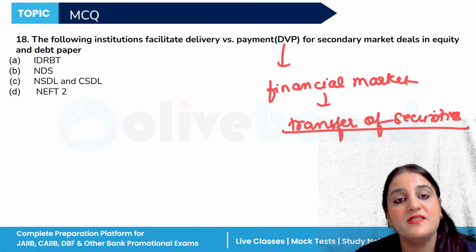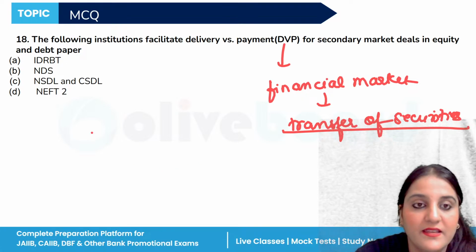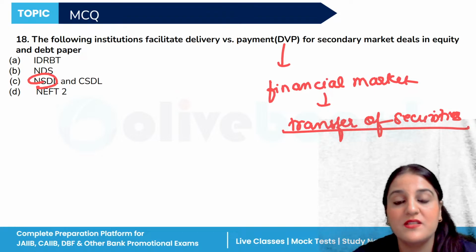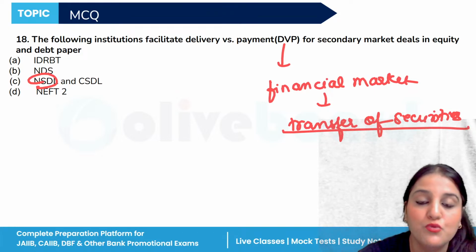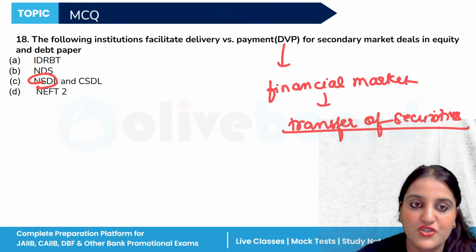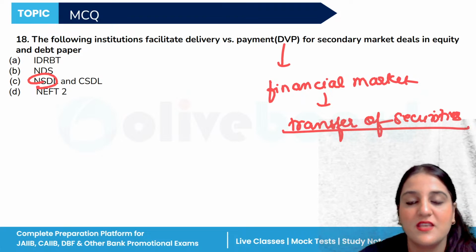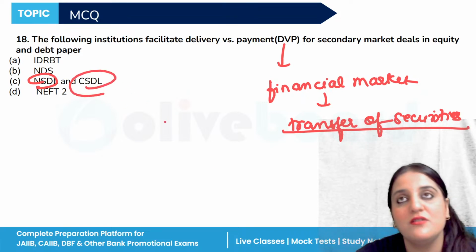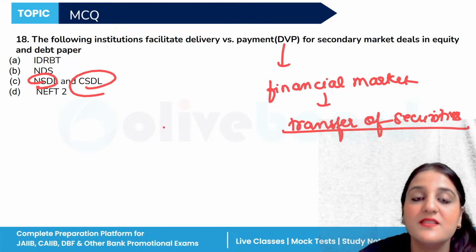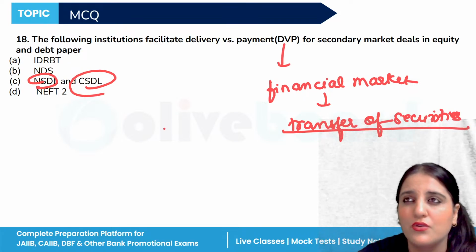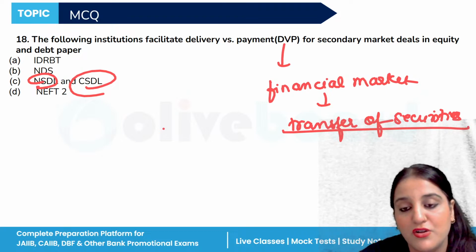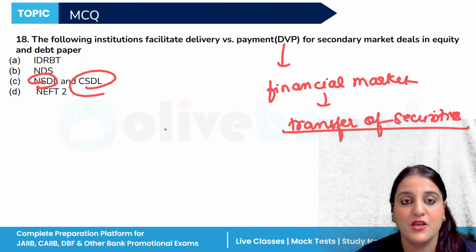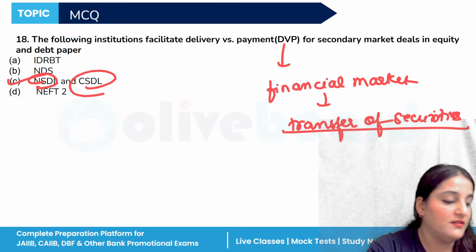NSDL and CSDL. NSDL is one of the two depositories in India that holds the securities for the smooth settlement of securities transactions. NSDL is basically National Securities Depository Limited, and CSDL is Central Securities Depository Limited, the other depository in India that also plays an important role in the settlement of securities and also facilitates the DVP transactions. So this option C is correct here.